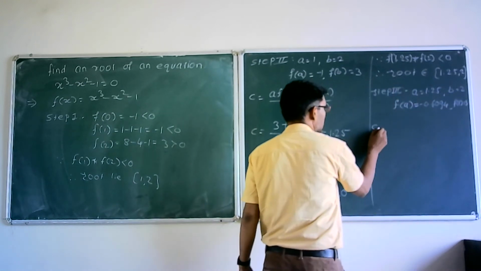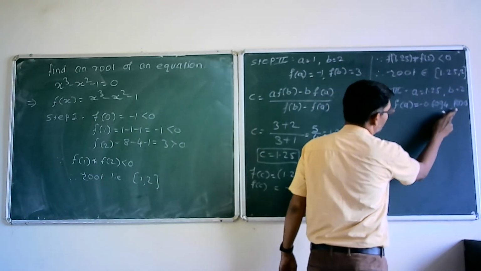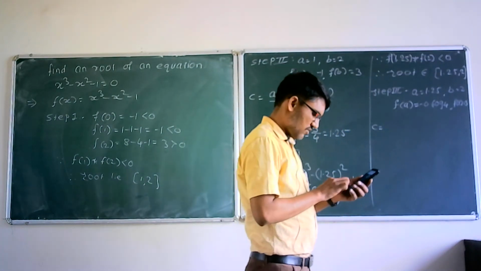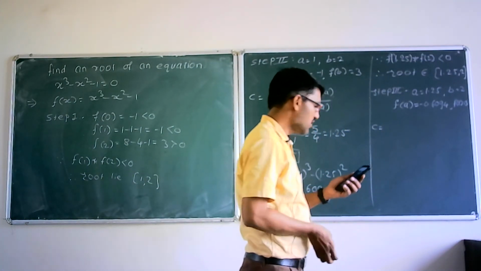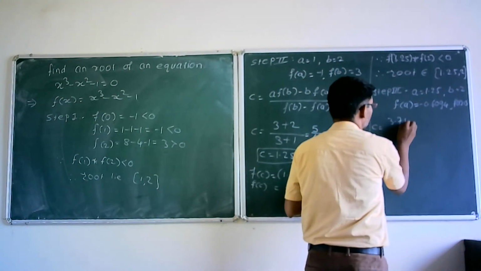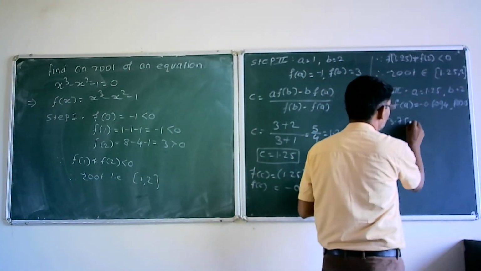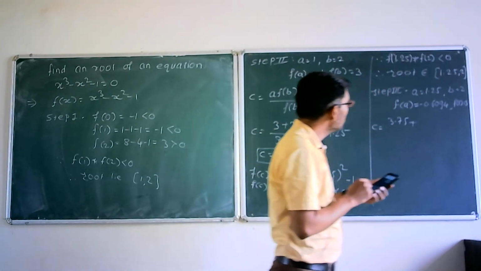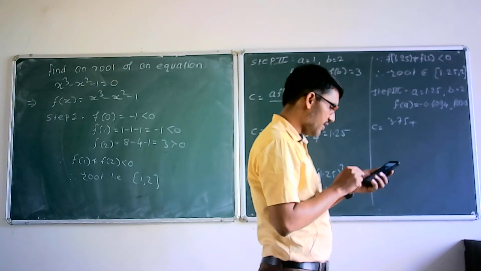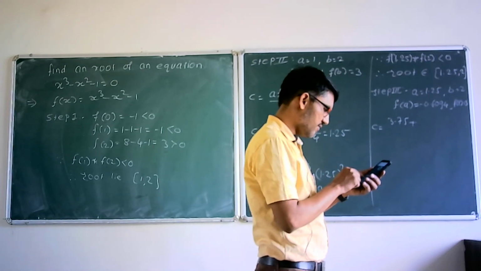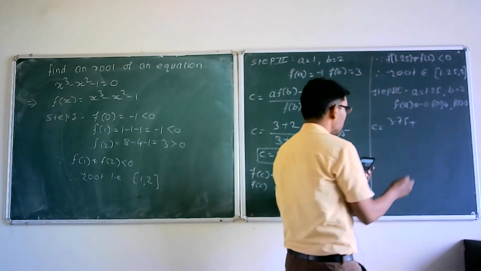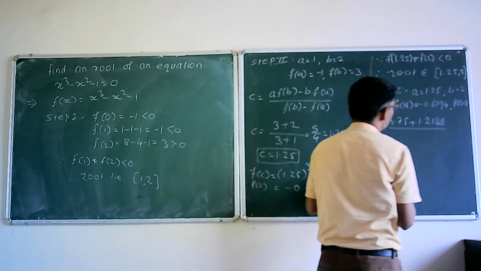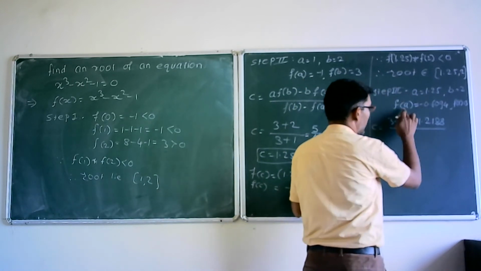So now again, what is c? c is a f of b minus b f of a. So 1.25 into 3 is 3.75, minus times minus becomes plus, multiply these two numbers. So 2 into 0.6094, if you multiply, you will get 1.2188, divided by f of b minus f of a.